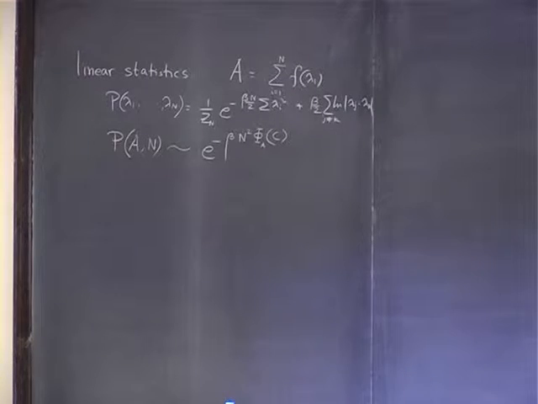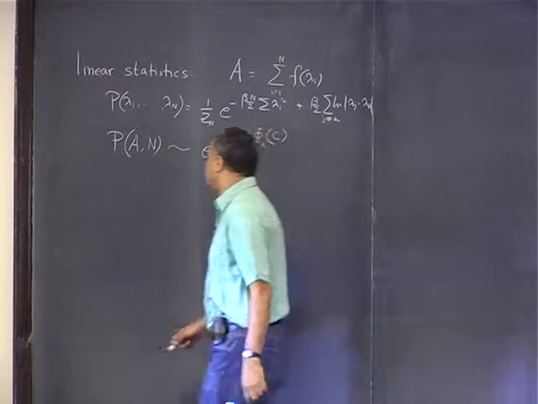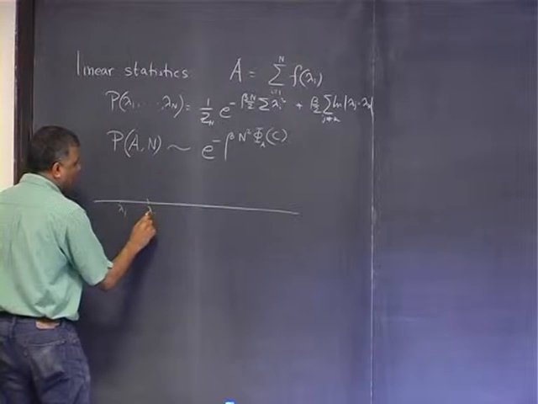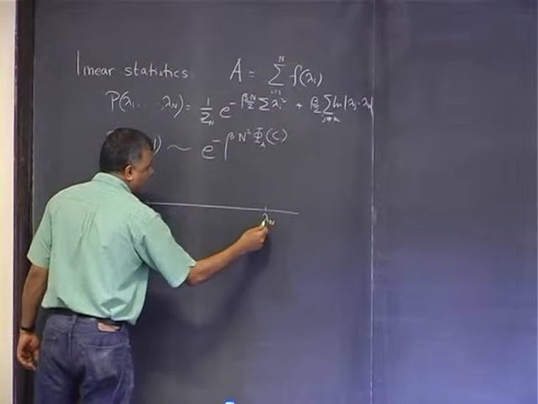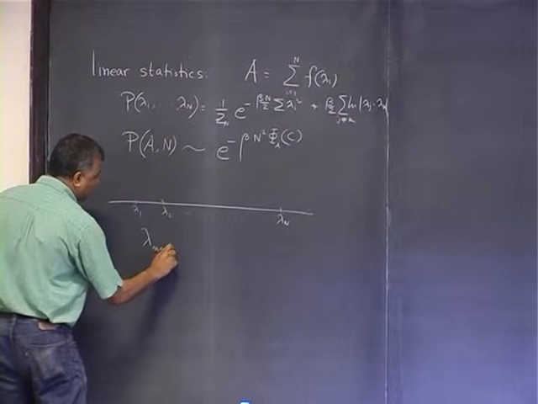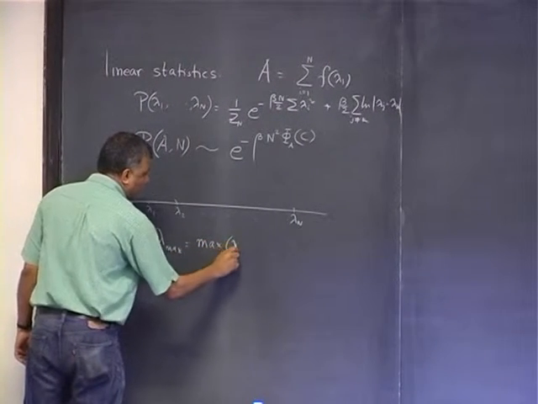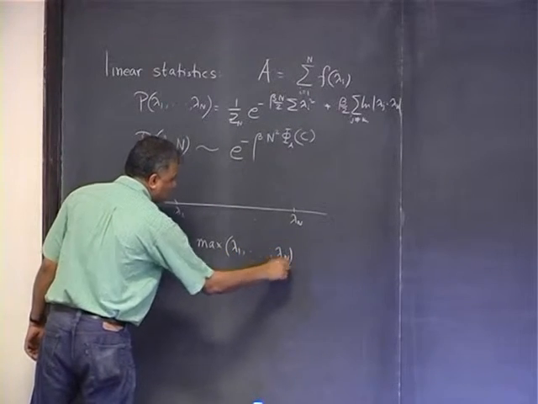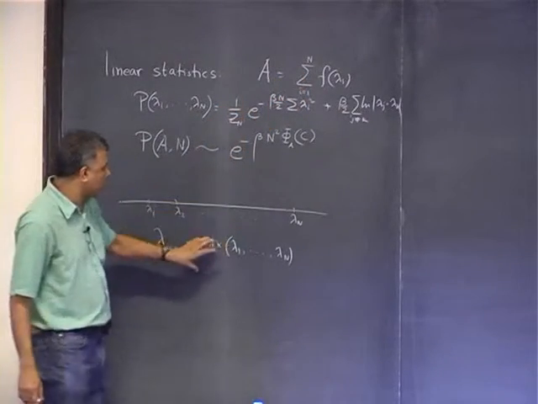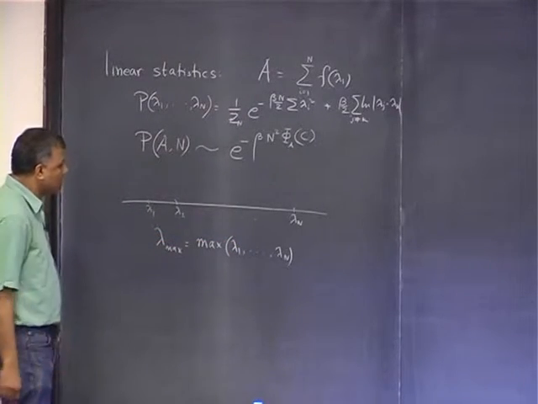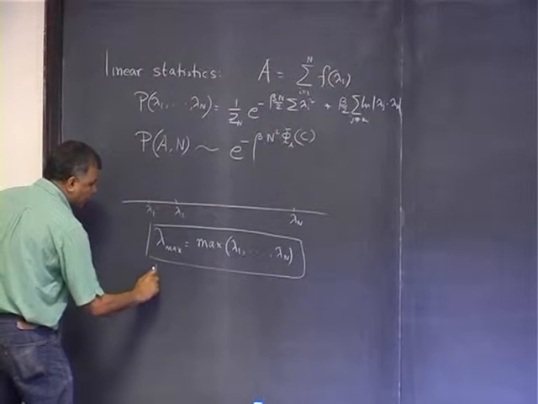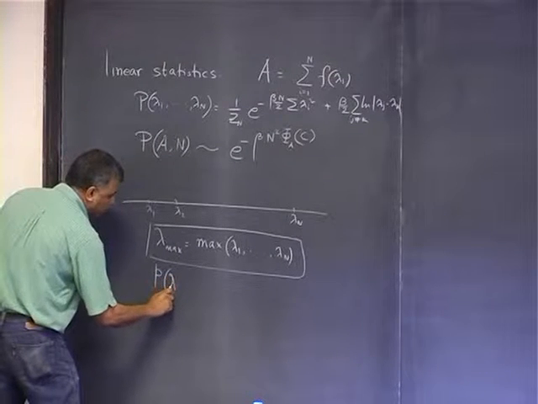And near the end of the talk yesterday, I was talking about the largest eigenvalue. That means you take these charges, lambda 1, lambda 2, up to lambda N, which are unordered. You define the largest eigenvalue, which I'll denote by lambda max, which is the maximum of all these. This is also a random variable, but notice that this is not of the linear statistics form. It's a nonlinear function, so I can't really use this technology here. I have to find some other way of calculating the probability density of lambda max.